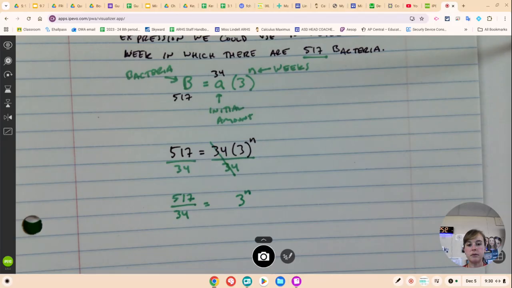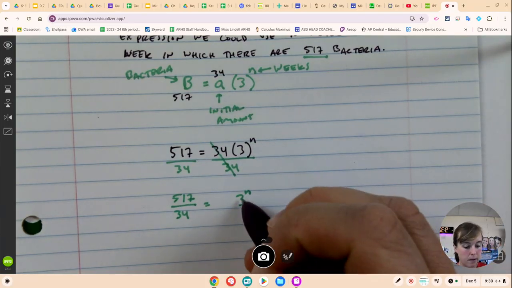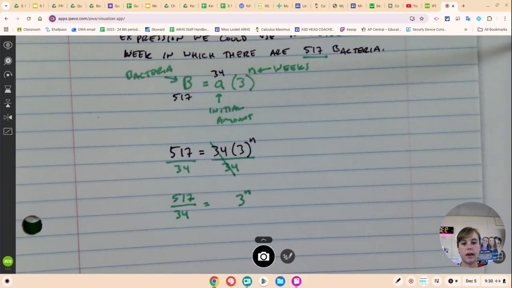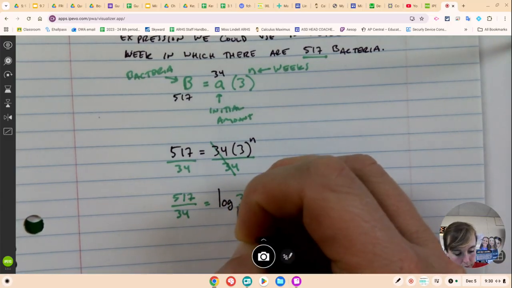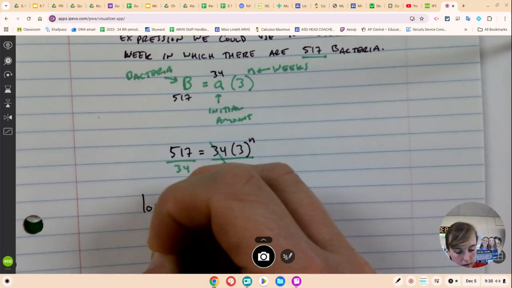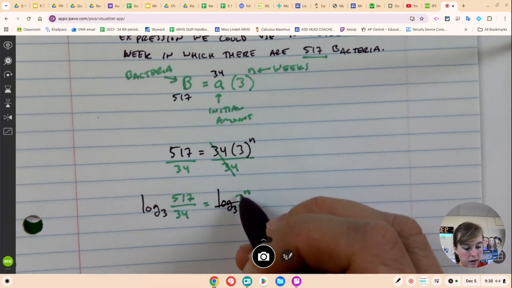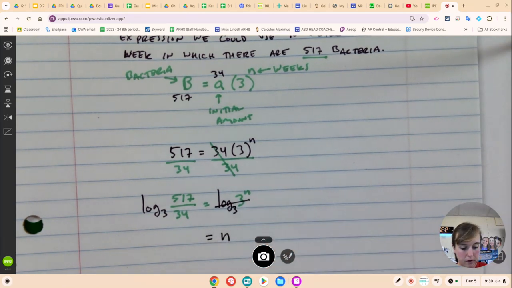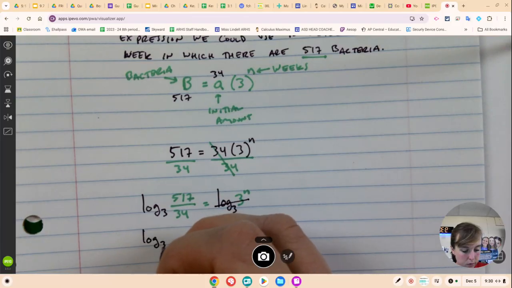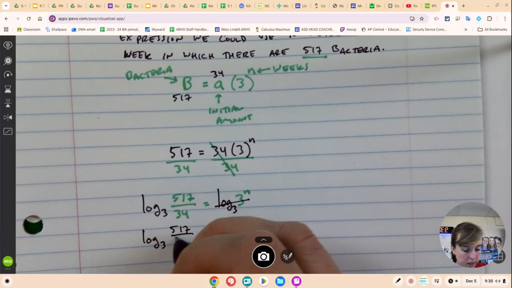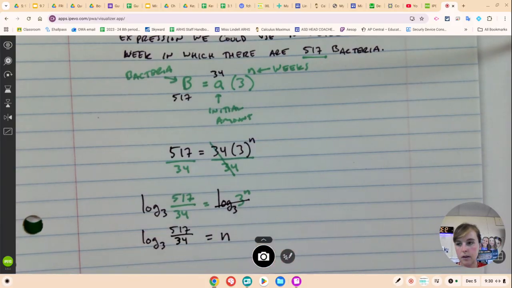I'm going to leave a little bit of space here, because now we're going to use a logarithm. For this one, I'm going to log base 3 both sides, because 3 is the base of our exponent, and we want the exponential part to go away, right? We would like to get n by itself. So log base 3 of 3 means that we are left with just n over here, equals log base 3 of 517 over 34.